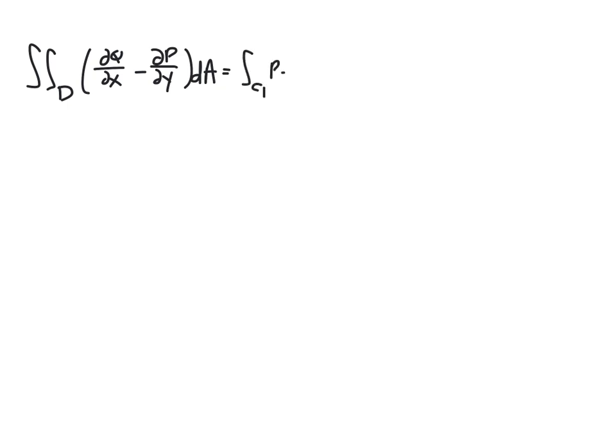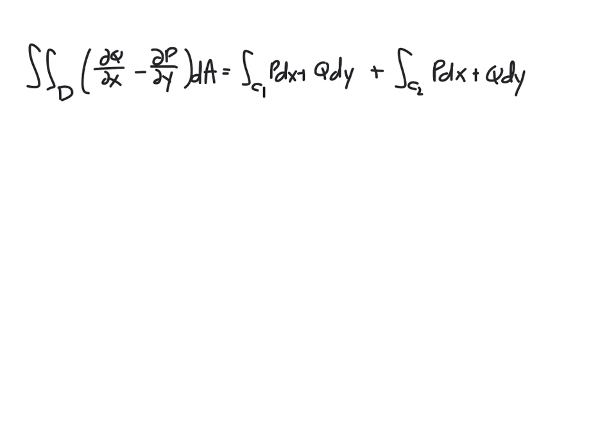All right, so if we apply Green's theorem, it says the double integral over D of this function, del q del x minus del p del y, is equal to the integral over C1 of p dx plus q dy, plus the integral over C2 of p dx plus q dy.